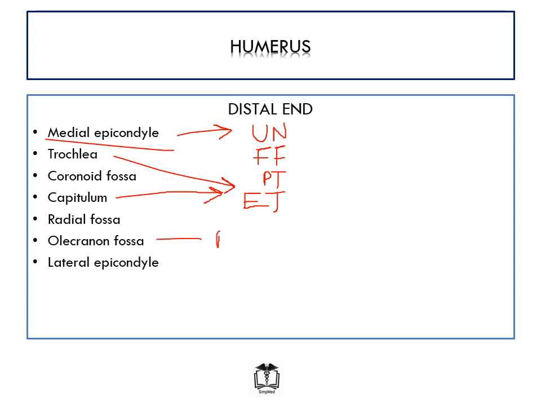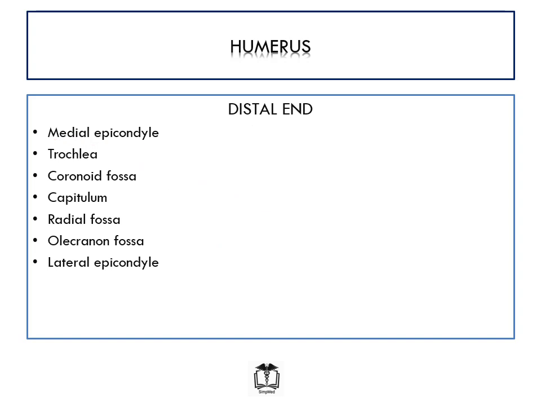And this fossa tends to also fit in with a structure found in one of the bones of the forearm. That bone is the ulnar bone. The ulnar bone contains a process called the olecranon process, and that olecranon process sits directly within the olecranon fossa of the humerus. And these are the structures related to them. So if they ask you what's the structure related to the olecranon fossa, that's the olecranon process.